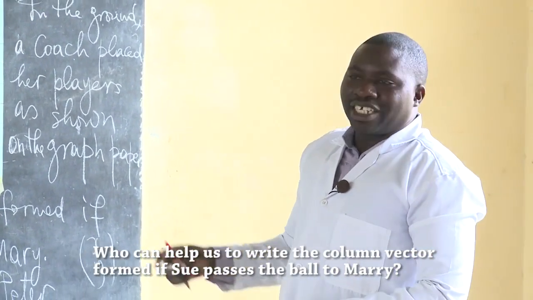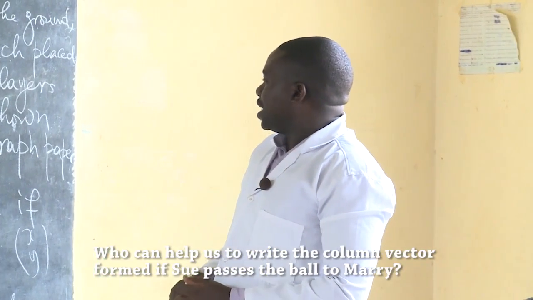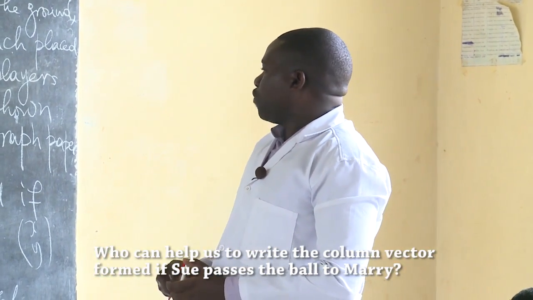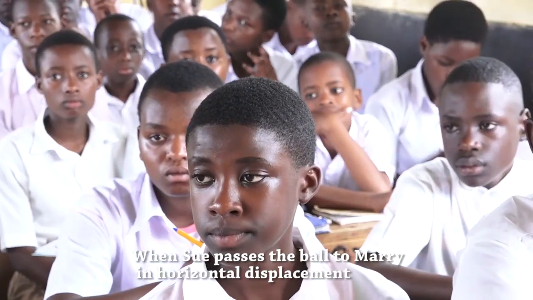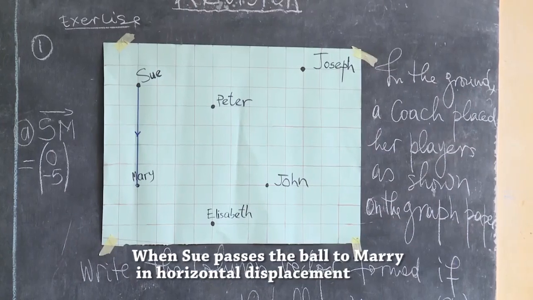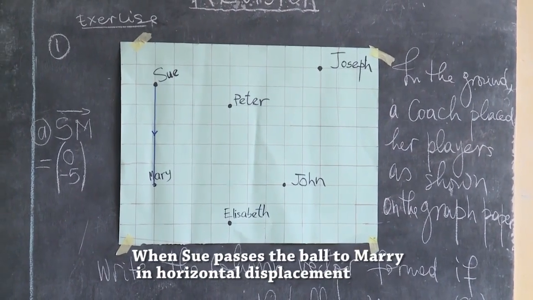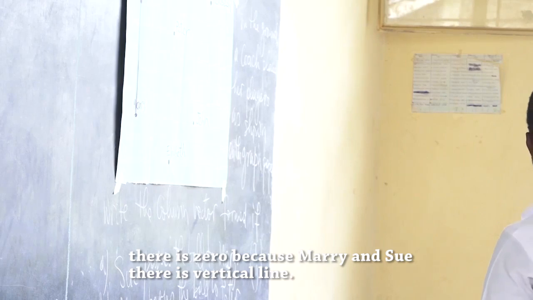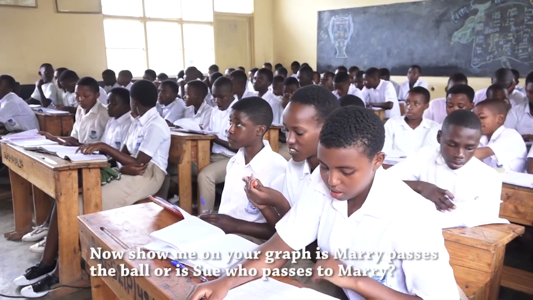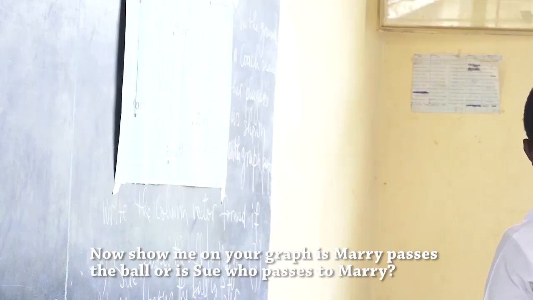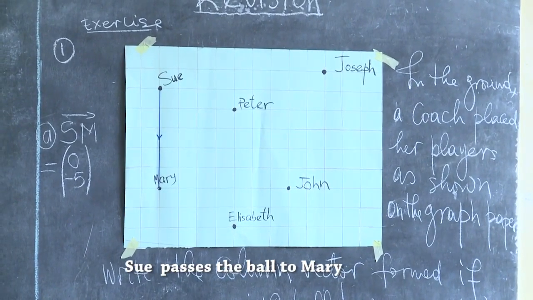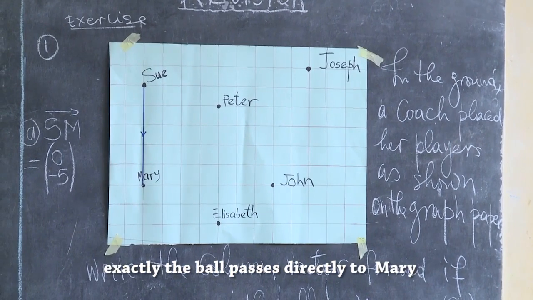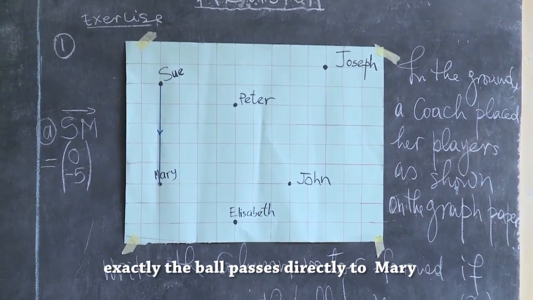Who can help us to write the column vector formed if Shu passes the ball to Mary? First of all, can you help us to draw the vector from Shu to Mary? When Shu passes the ball to Mary, the horizontal displacement is 0 because there is no horizontal line between Mary and Shu. Now, from your graph, Shu passes the ball to Mary. Exactly, the ball passes directly to Mary.